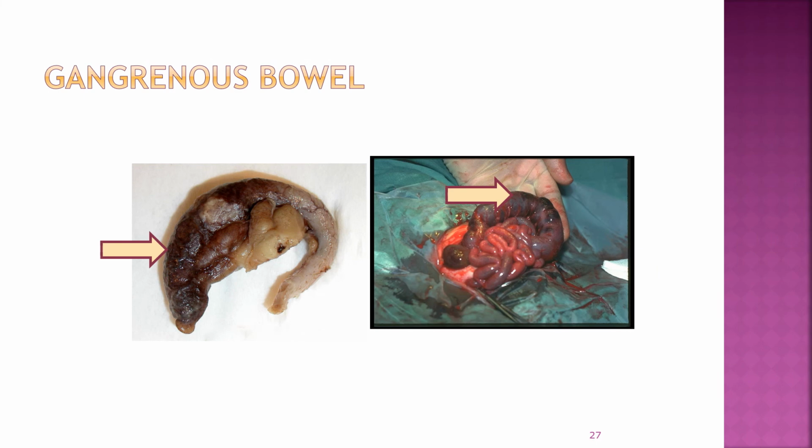The first picture shows an appendix and the second picture shows the large bowel. In both pictures, part of the appendix and bowel shows darker color at the arrow compared to the rest of the organ. This is a feature seen in gangrenous bowel.